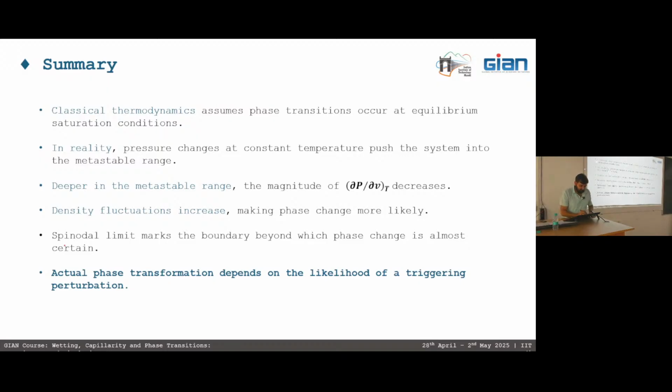We also discussed the spinodal limit, which marks the boundary beyond which the phase change is almost certain. After the spinodal limit the system is inaccessible, so the phase change occurs, and the actual phase transformation depends on the likelihood of the triggering perturbations. How strong your perturbations are determines whether the phase change can occur.